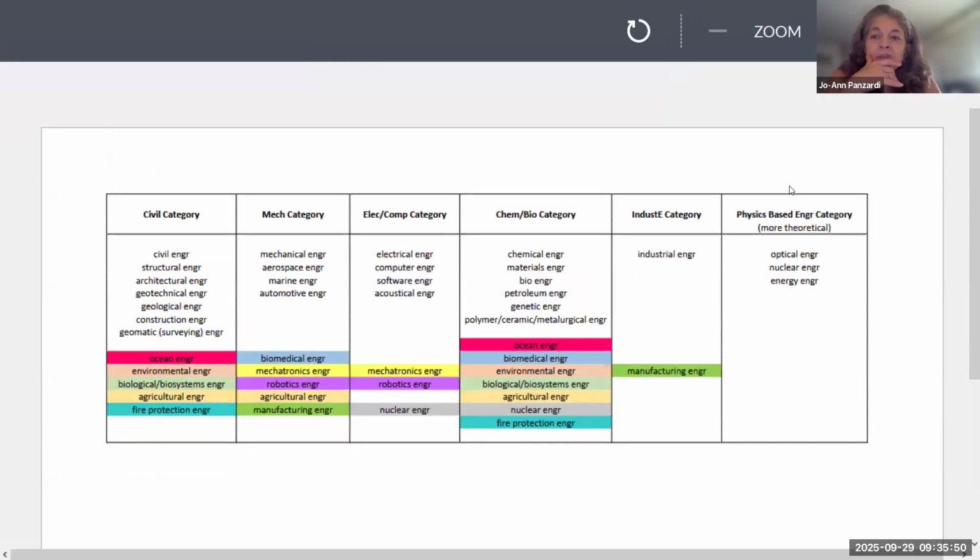So what we did is we separated all the different fields of engineering into 6 different categories. And I'm going to start from the right side. If you're very sciencey, very much into physics, more sciencey than someone who's interested in building something, then optical engineering, nuclear engineering, and energy engineering are more sciencey than the regular engineering fields.